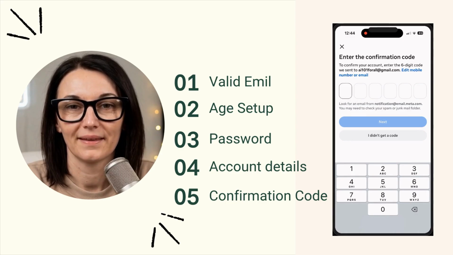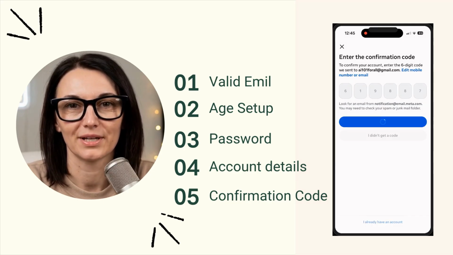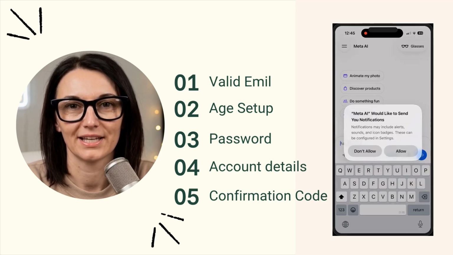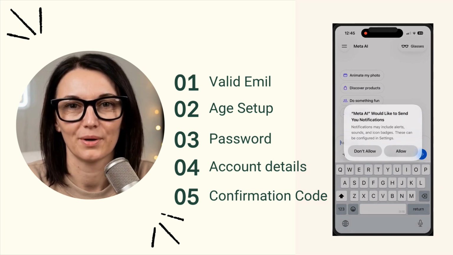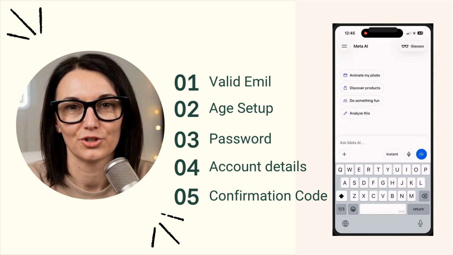Tap Confirm. Last step. Meta will send a confirmation code to the email address you entered in step 1. Open your email, copy the code, type it in here, and tap Next. And we're in. Perfect. Now we can start editing pictures. The first thing you'll see is a notification pop-up. Feel free to choose whichever option you prefer.